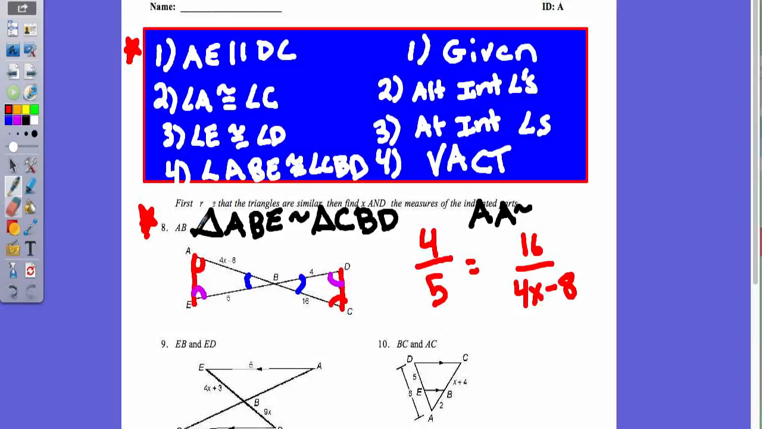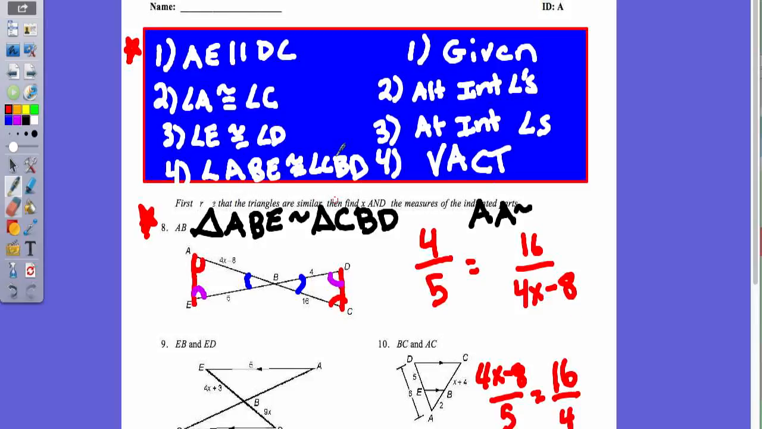Right, if you don't do the proof part, you're going to miss questions for that. Yes? I'm confused on which numbers go where. So I did 4x minus 8 over 5, and then I got x wrong. Okay, because you probably did 4x minus 8 over 5. But then what did you put on the other side? 4 over 16. Okay, because 4 is corresponding with the 5. If you had done it this way.